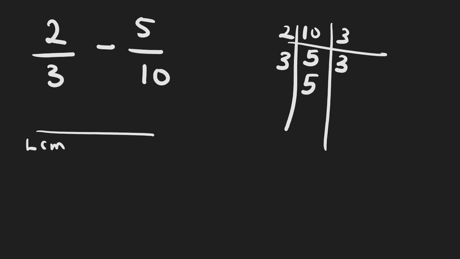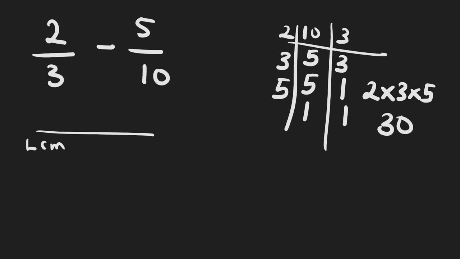Then the next one, 3 divided by 3 is 1. So since there is no number that 3 can divide here, we'll use 5. Since 5 is the next prime number, 5 divided by 5 is 1. Here is 1. So we have 2 by 3 by 5. 2 times 3 is 6, and 6 times 5 is 30. So this is the LCM. We'll come back here and write 30.